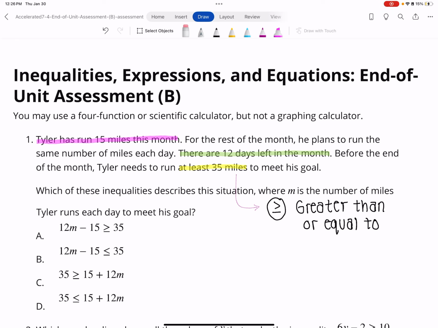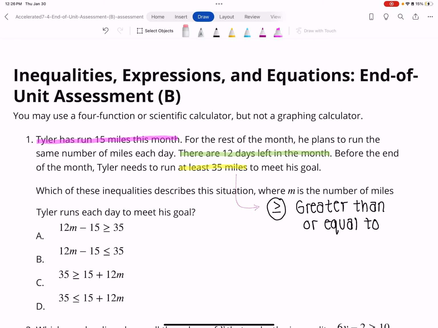Which of these inequalities describes the situation where M is the number of miles Tyler runs each day to meet his goal? There are several things that I highlighted in this problem. First is at least 35 miles. This is highlighted because Tyler needs to run at least 35 miles, so we know that the inequality symbol is greater than or equal to.